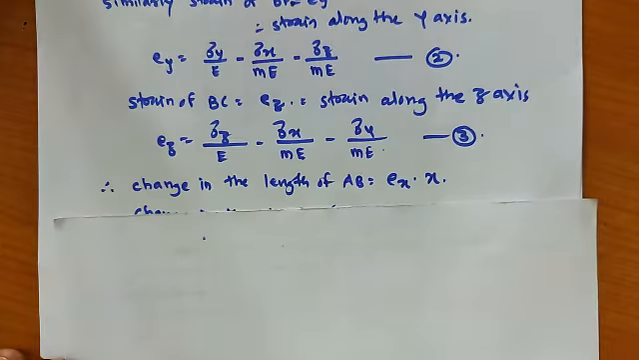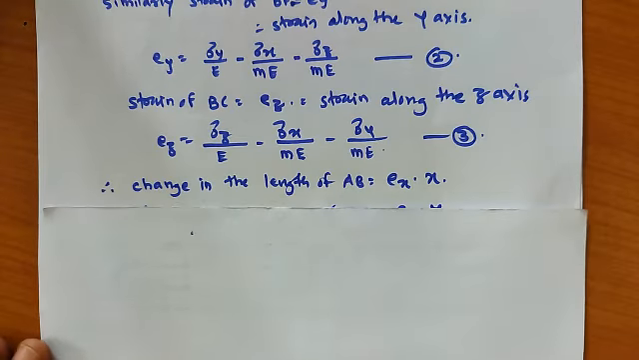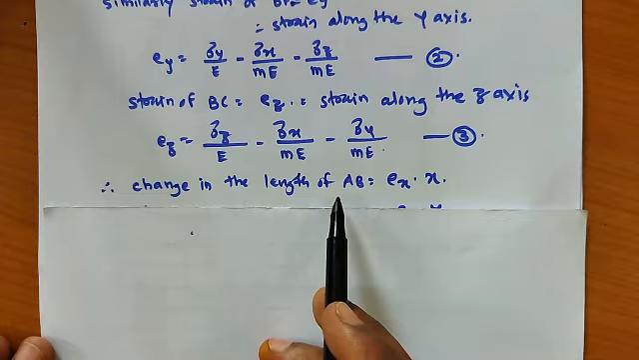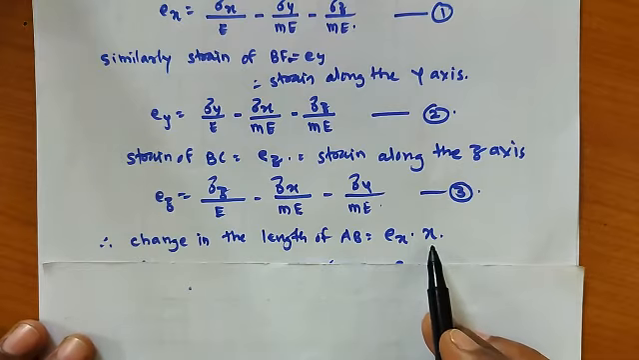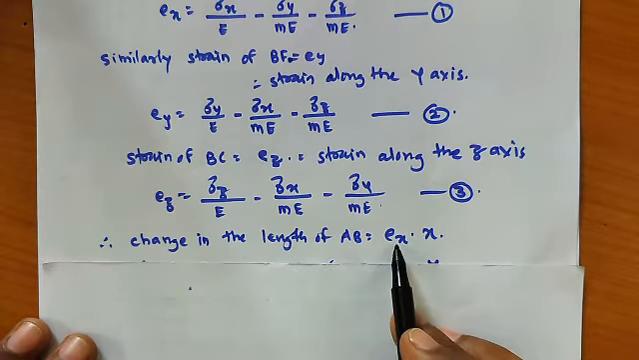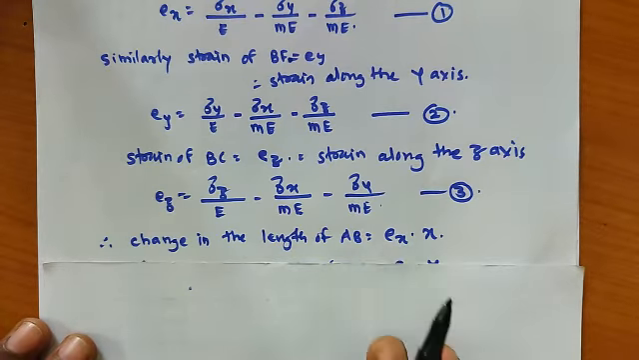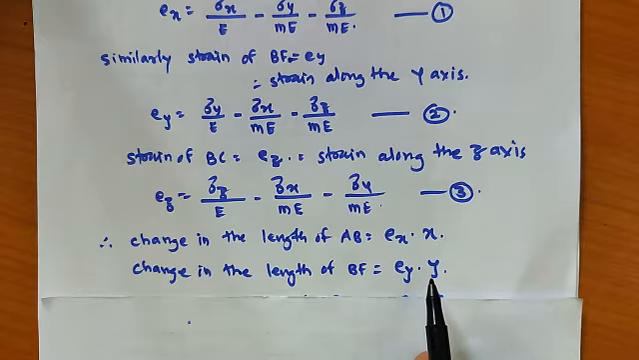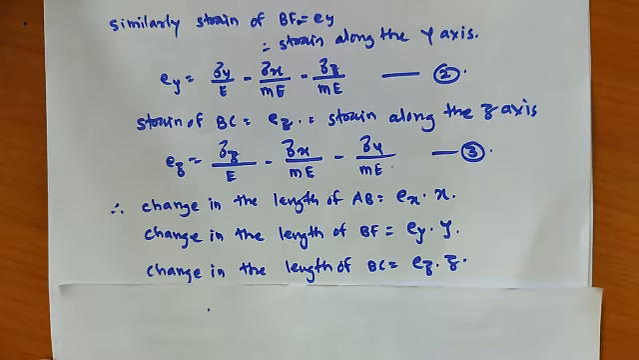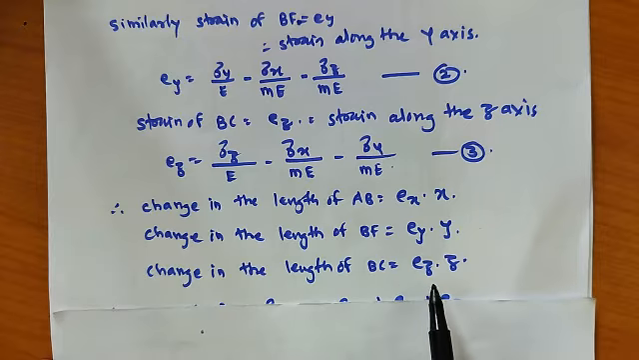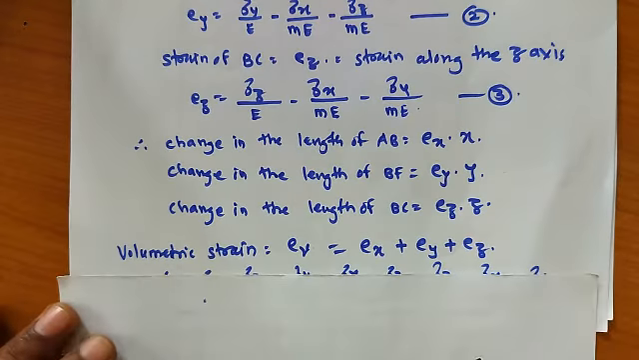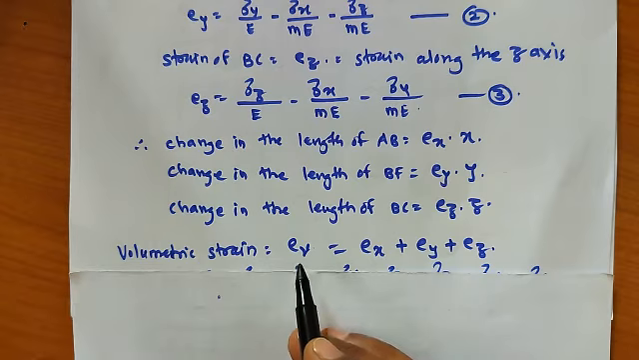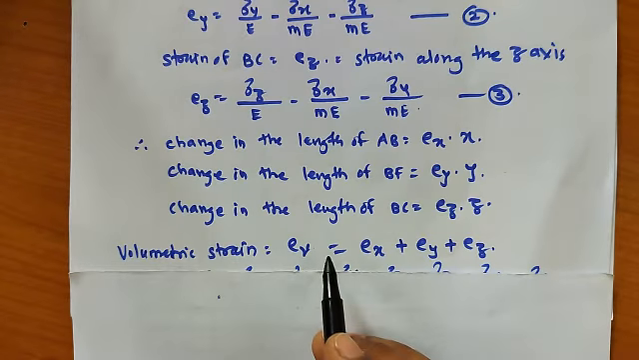Now, by using the formula of strain, the change in the length of AB is equal to e of x multiplied by x, because the original dimension of AB is x, multiplied by the x directional strain e of x. Similarly, the change in the length of BF is equal to e of y multiplied by y. Then the change in length of BC is equal to e of z multiplied by z. Now we will see the volumetric strain. The volumetric strain is denoted by e v. It is the ratio of change in volume divided by the original volume of this body.